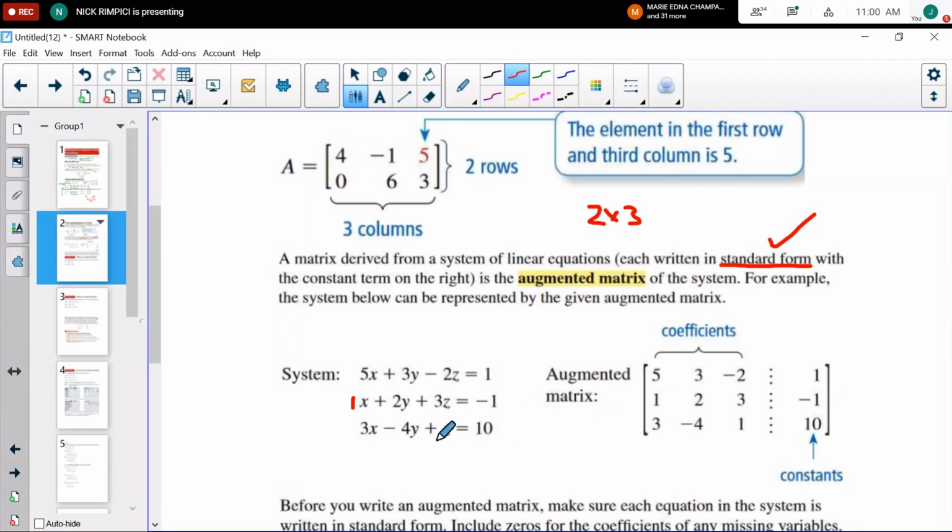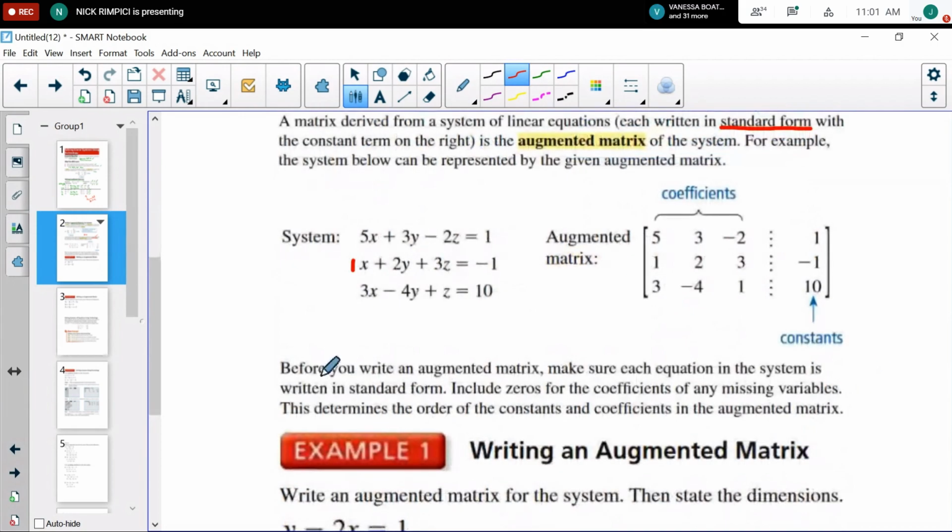And for the third equation, it's 3, -4, +1, followed by 10. Okay, that's basically this.